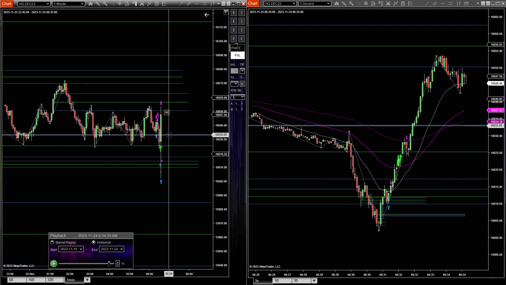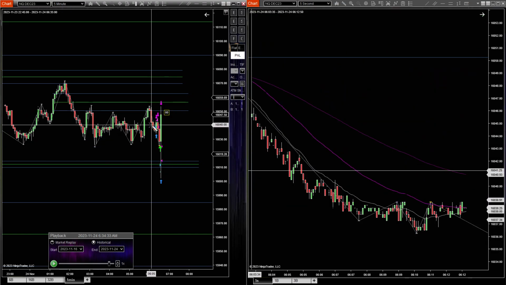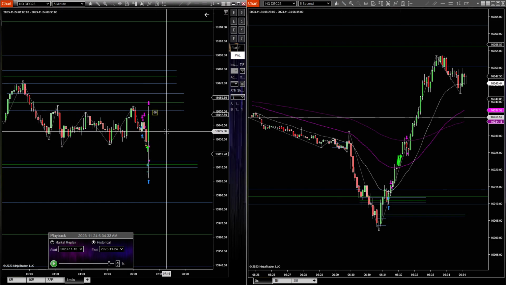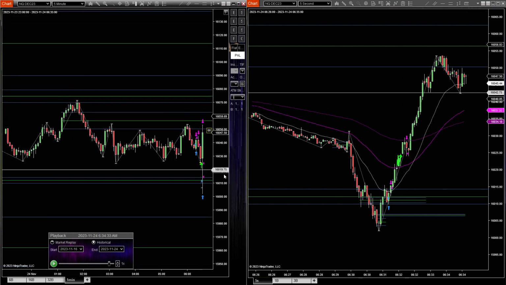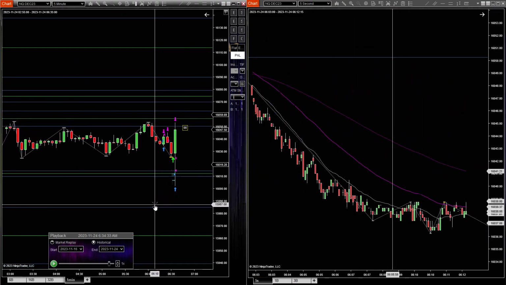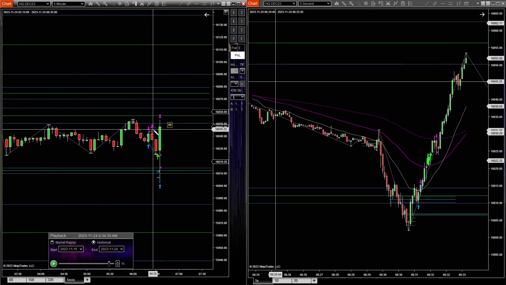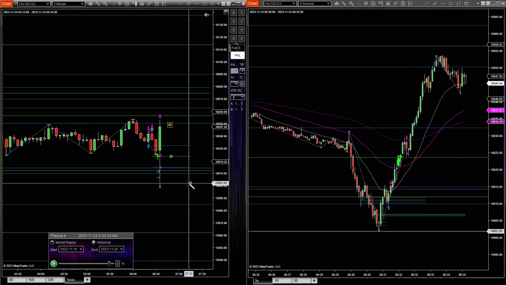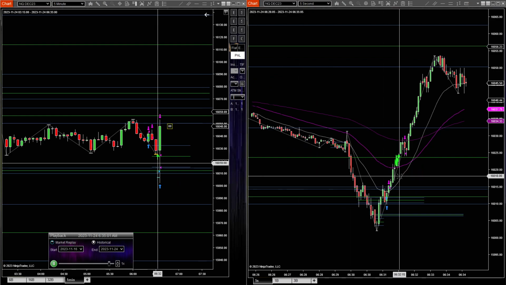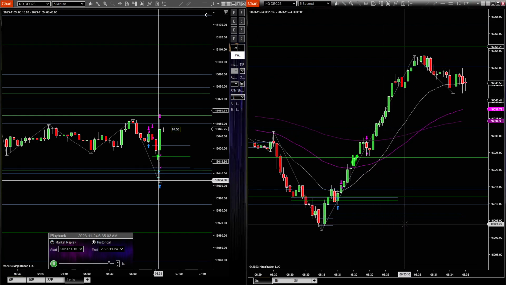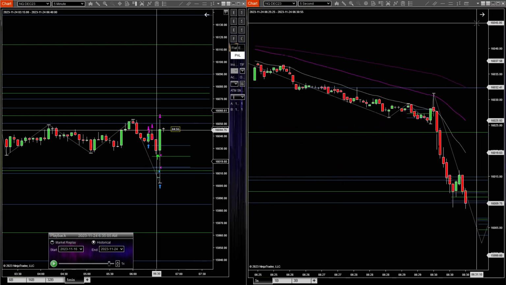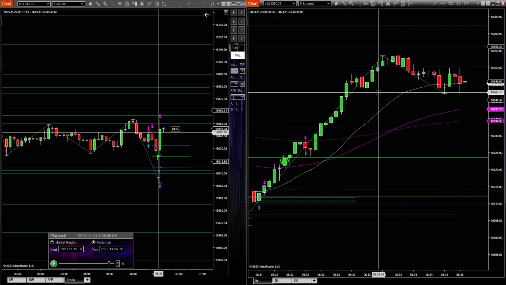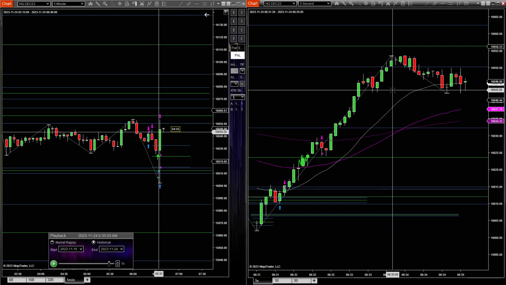Let's get rid of that, because that's kind of mitigated now, even though it's respected, it didn't close below it. Is it mitigated? It is, though. But it can still be respected. Ah, I keep doing it wrong. So, for the 5 second, let's see if we can see it. There hasn't been a close below there. So, 5 second, no sell.